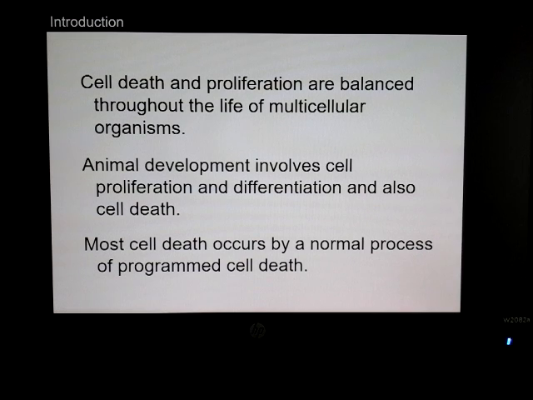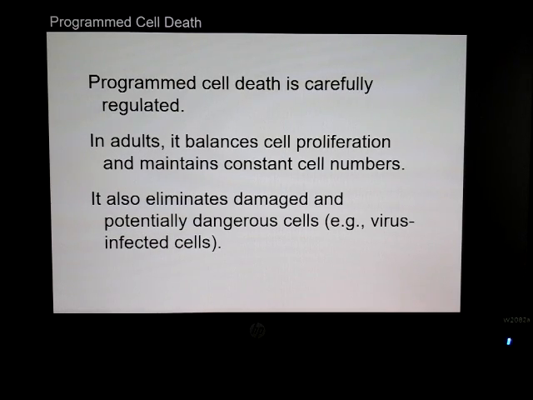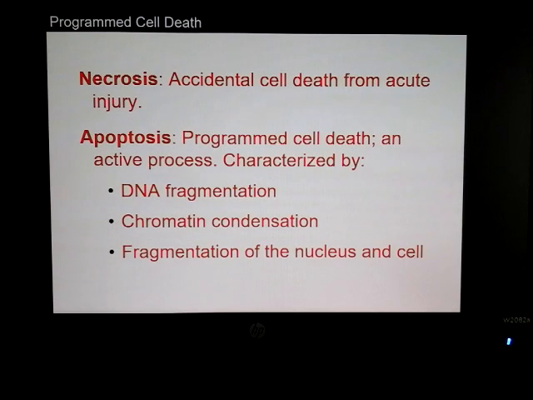rate. Animal development involves a lot of cell proliferation and differentiation, but also cell death. When your fingers and toes are initially going through development, there's webbing in between, and cell death, programmed cell death, actually leads to getting rid of the webbing in between. So it's very regulated. In adults, it balances our proliferation and keeps our cell numbers constant. Also, it's important to get rid of cells that could potentially be dangerous to us, such as virus-infected cells.